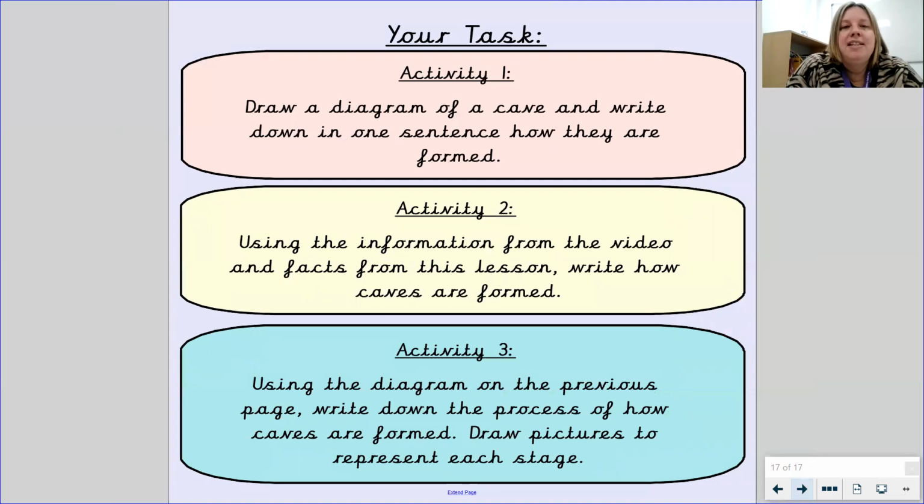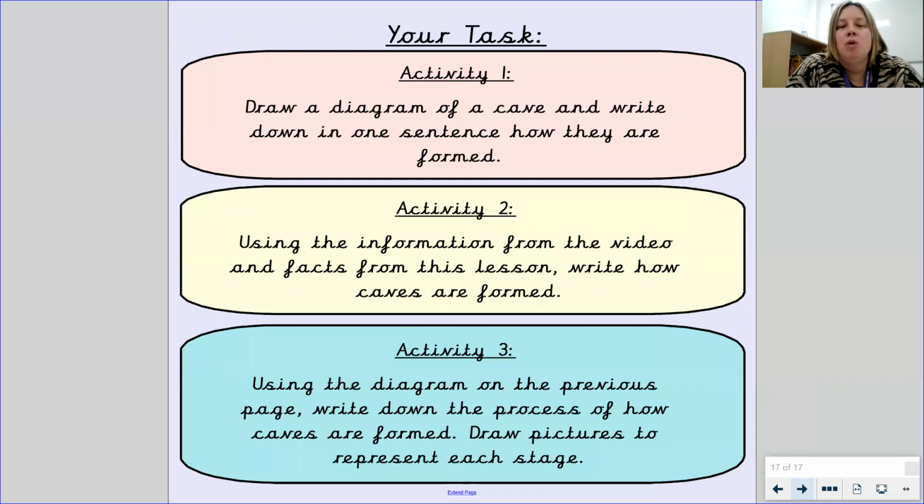So your tasks today, activity 1, draw a diagram of a cave and write down one sentence to explain how they are formed. Activity 2, use the information from the video and facts from this lesson, write how caves are formed. Activity 3, using the diagram on the previous page, write down the process of how caves are formed. Draw pictures to represent each stage.